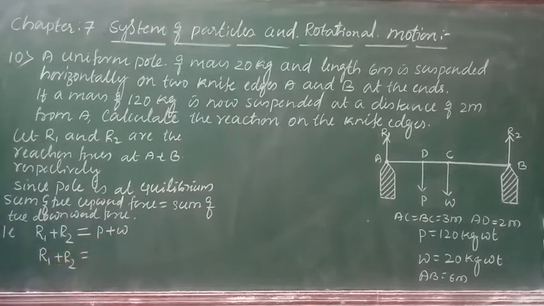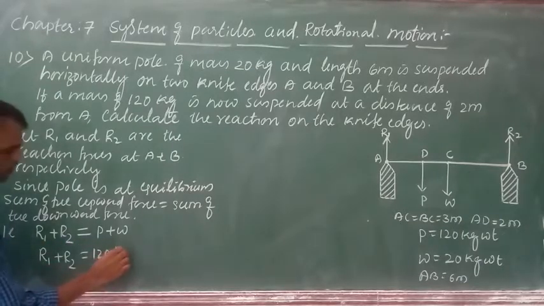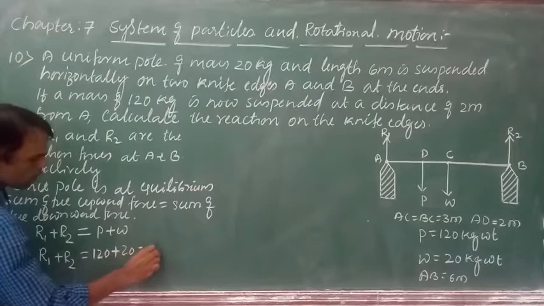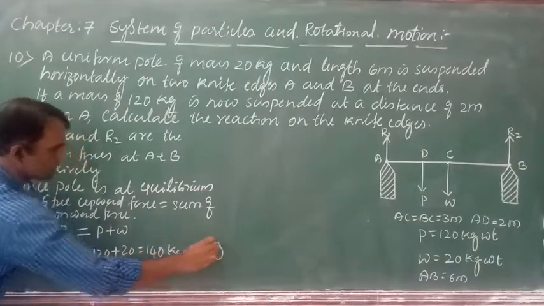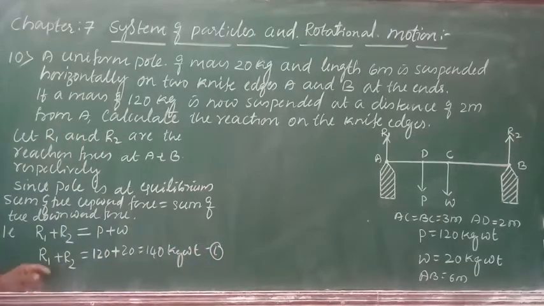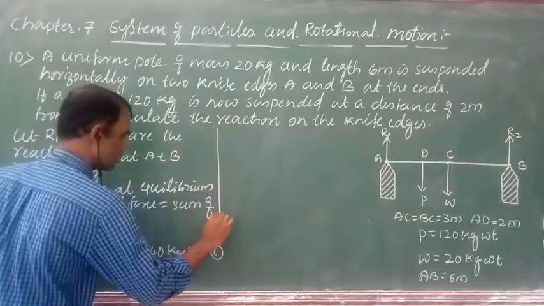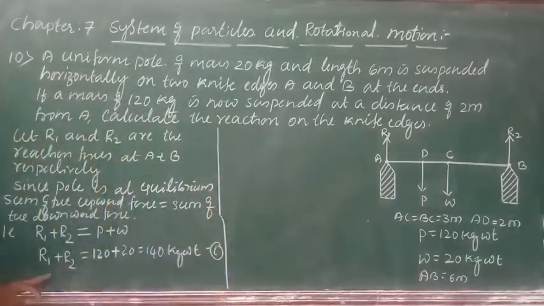So we can write R1 plus R2 will be equal to, I know the P value. P value is 120 kg weight, plus W is 20 kg weight, therefore it is 140 kg weight. I will call this equation 1 because later I will use this equation to find the value of R1. So sum of the upward force R1 plus R2 is equal to sum of the downward force, that is 120 plus 20, which is 140.